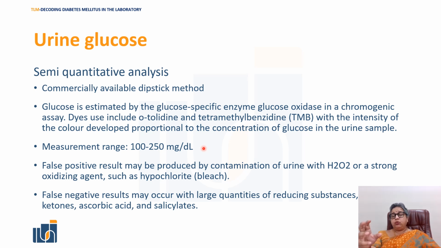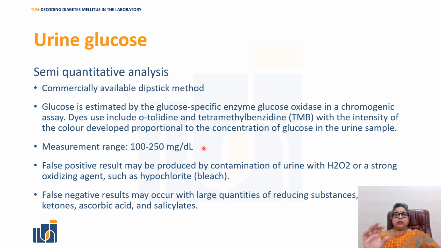So if you're getting a false negative and you think the patient could have a positive urine glucose, you have to check whether the patient is taking vitamin C, whether the patient is taking salicylates, or whether the urine glucose value is very high. So you can do a quantification of the urine glucose.